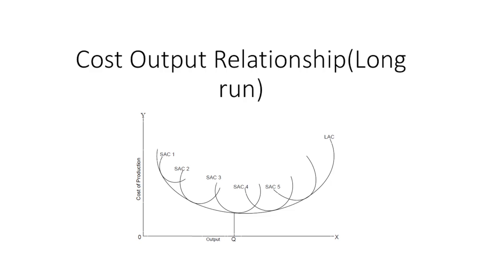Good morning. Today we are going to learn about the cost output relationship in the long run. In the previous video, we learned about the cost output relationship in the short run. In the short run, a firm has to carry out its operation within the existing plant capacity, but in the long run, it is not restricted only to the plant capacity.